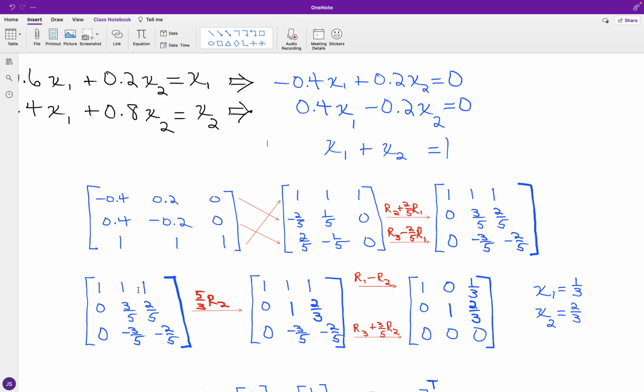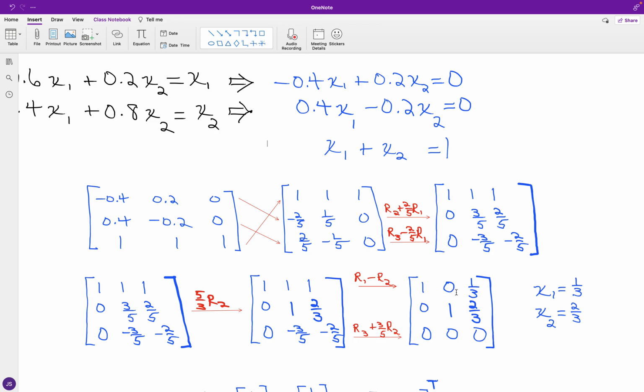And I can change over the 3/5 to 1 upon multiplying the second row elements by 5/3. Okay, so here I have in the middle 0, 1, and 2/3, and then changing the -3/5 to 0. For the first row, I'm going to take away directly the second row elements.